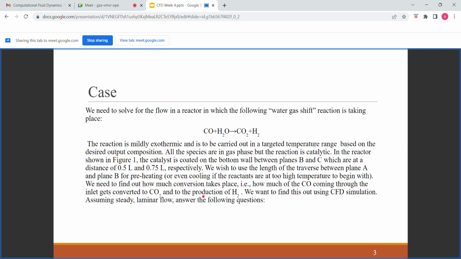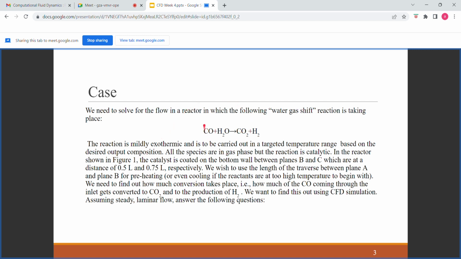So basically the reaction that is taking place in this is carbon monoxide plus steam gives carbon dioxide plus hydrogen. All the reactants are in the gaseous phase. It is given that the following gas shift reaction is taking place in the reactor, where carbon monoxide and water give carbon dioxide plus hydrogen. The reaction is exothermic, so it should be carried out in the targeted temperature range based on the output composition. Depending on the temperature range, the output composition varies.